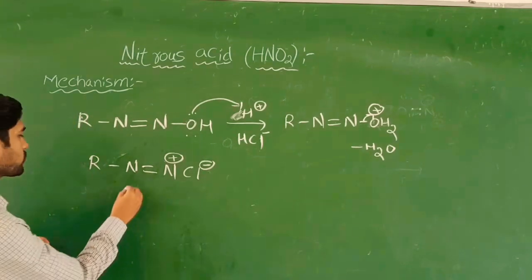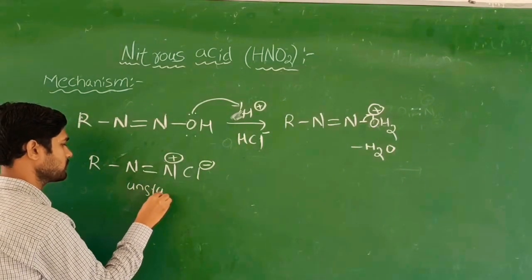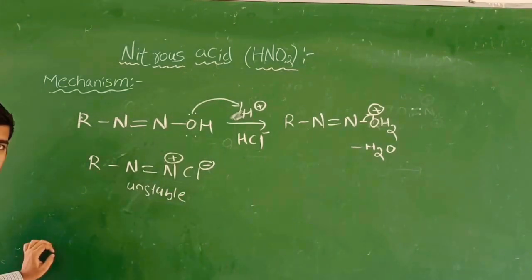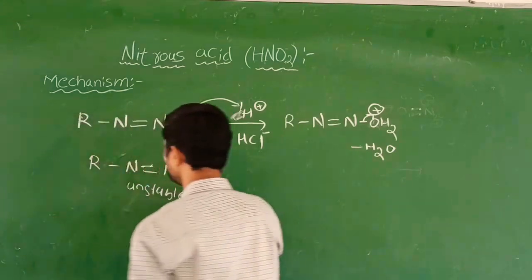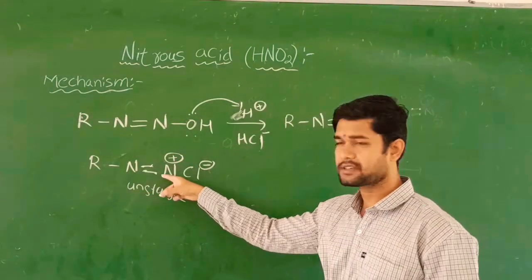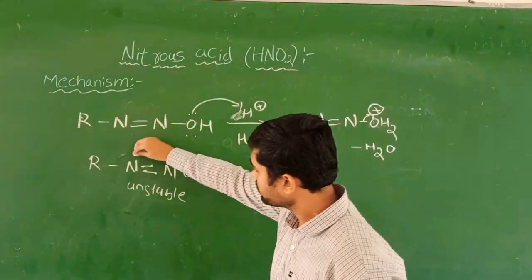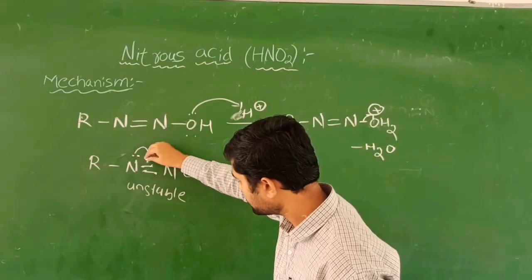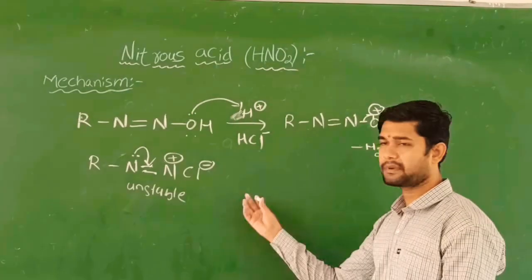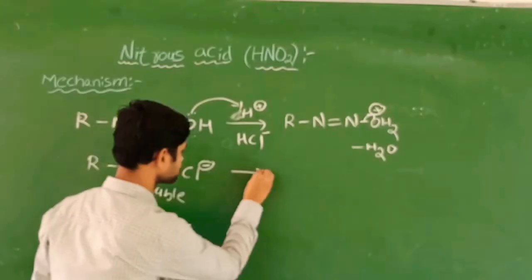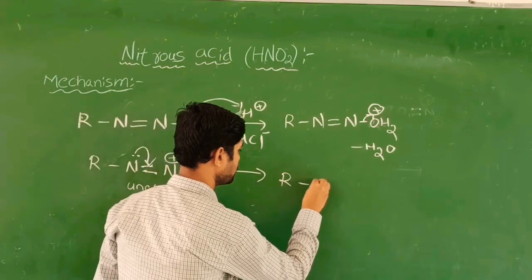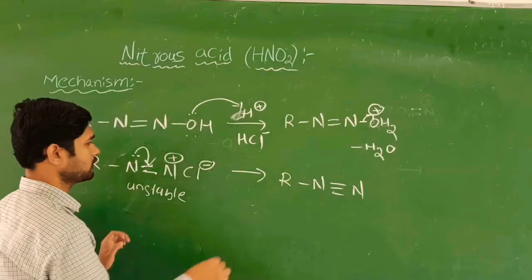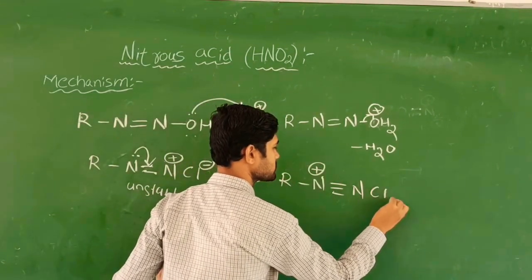So once again, this is called an unstable compound. Why? Because it has not completed its octet structure. 1, 2, and 3, 4. The octet is not completed. So what happens? The lone pair of electrons on the nitrogen beside it is involved in the triple bond. Now it becomes a stable compound, with a triple bond. So now this compound is stable.